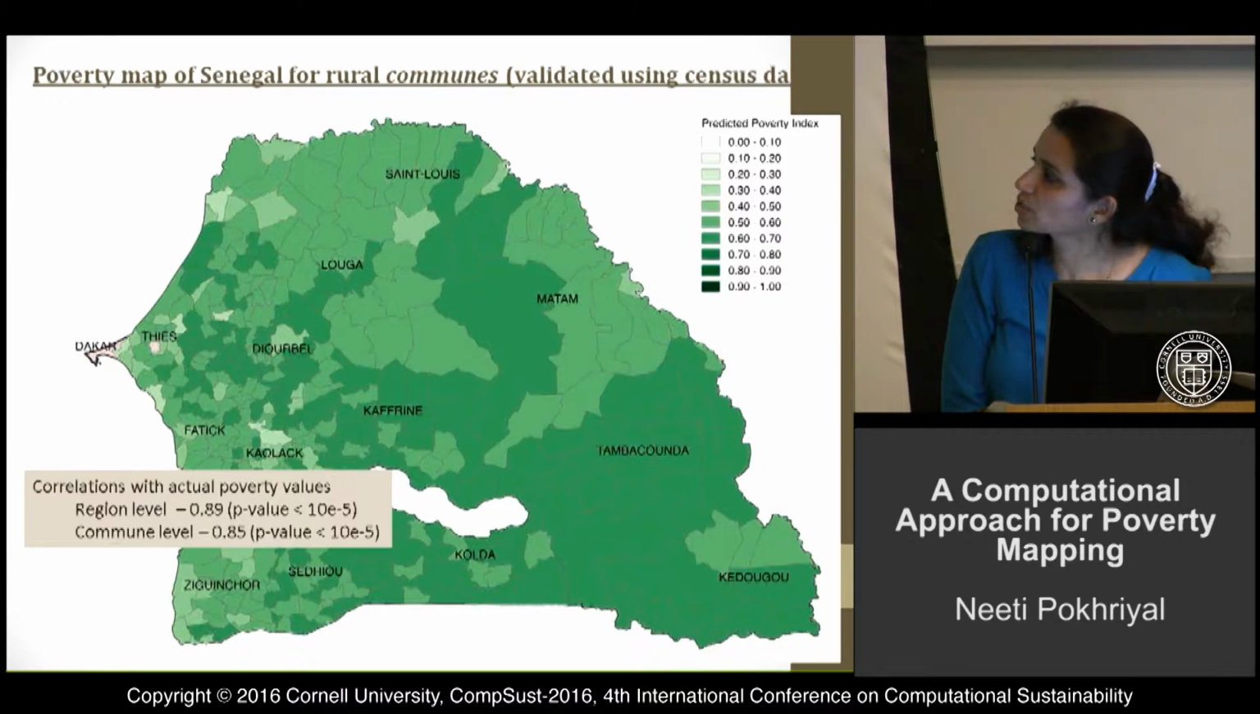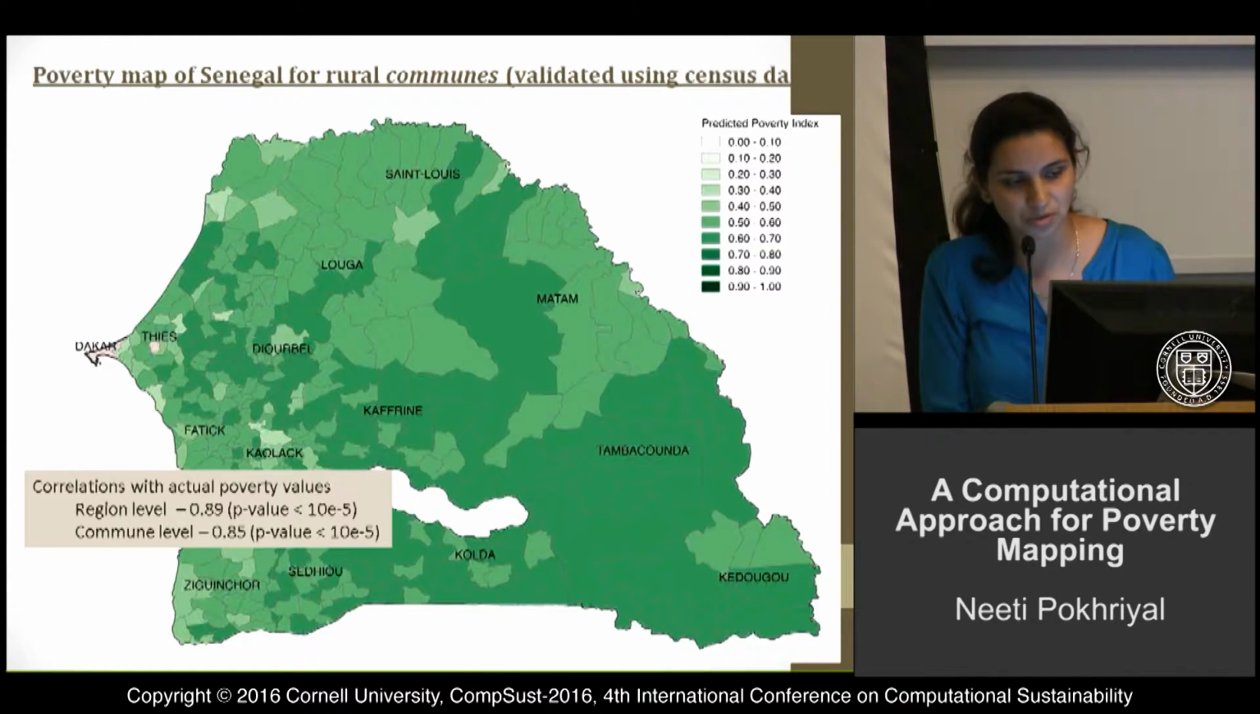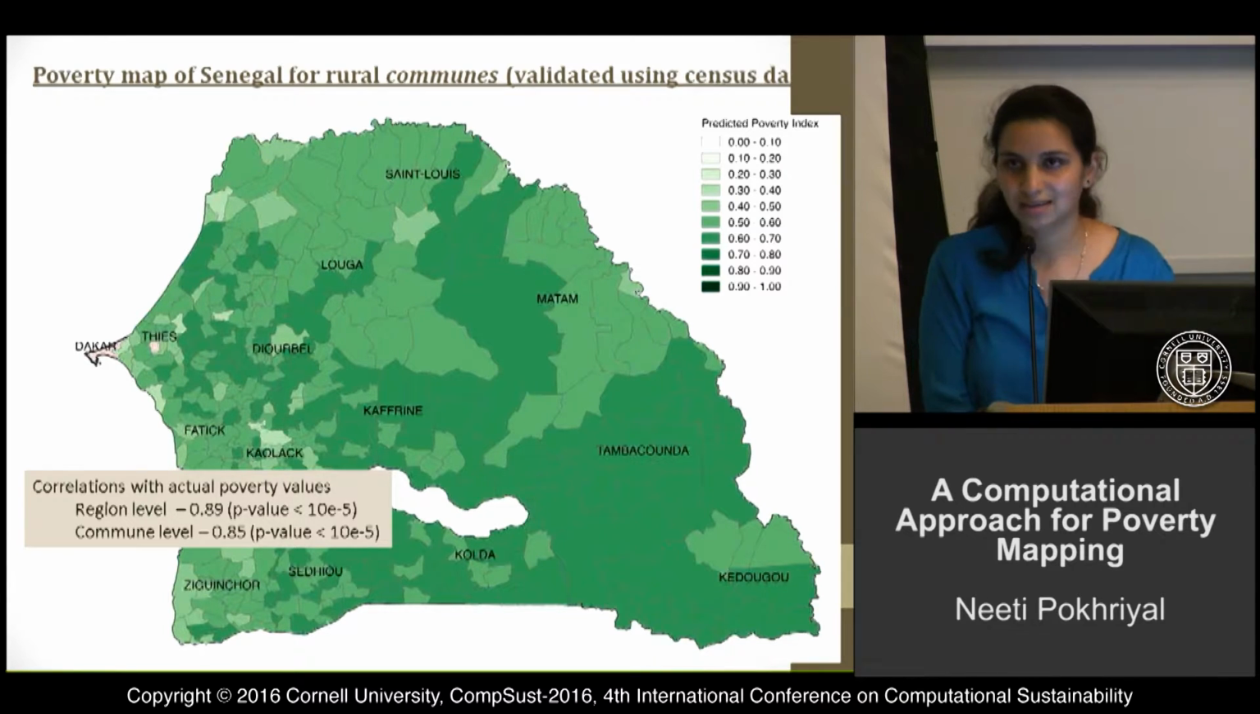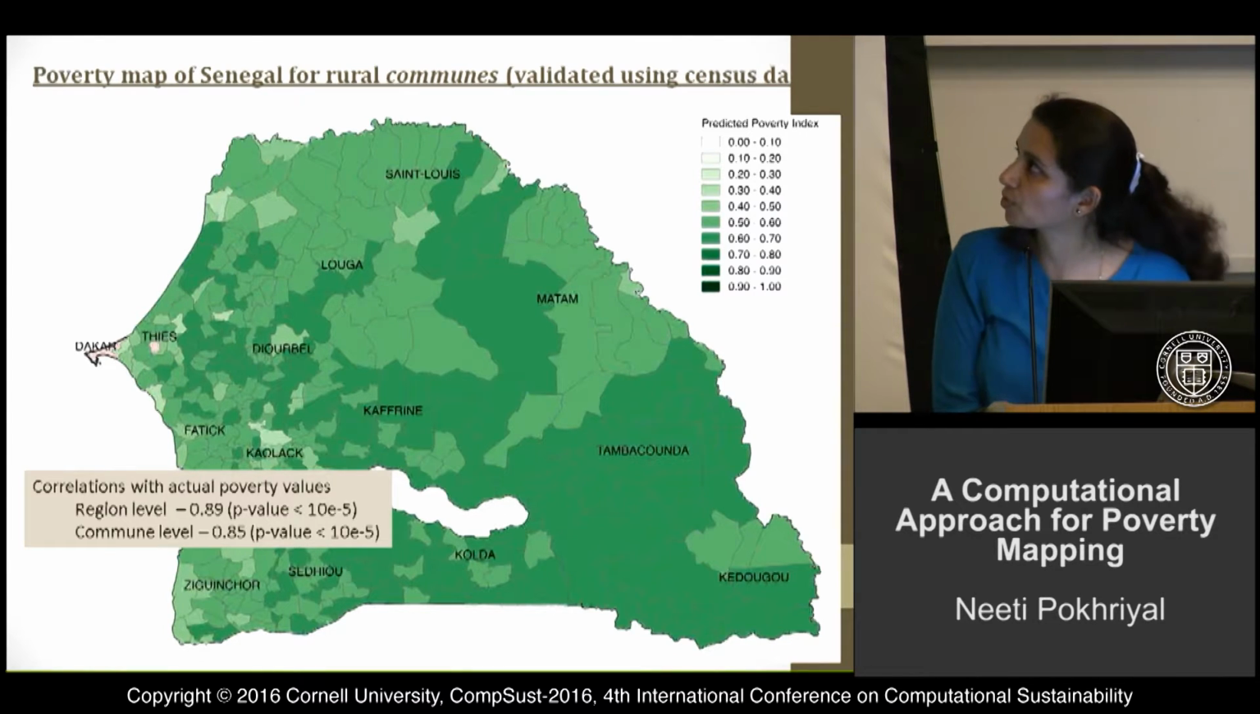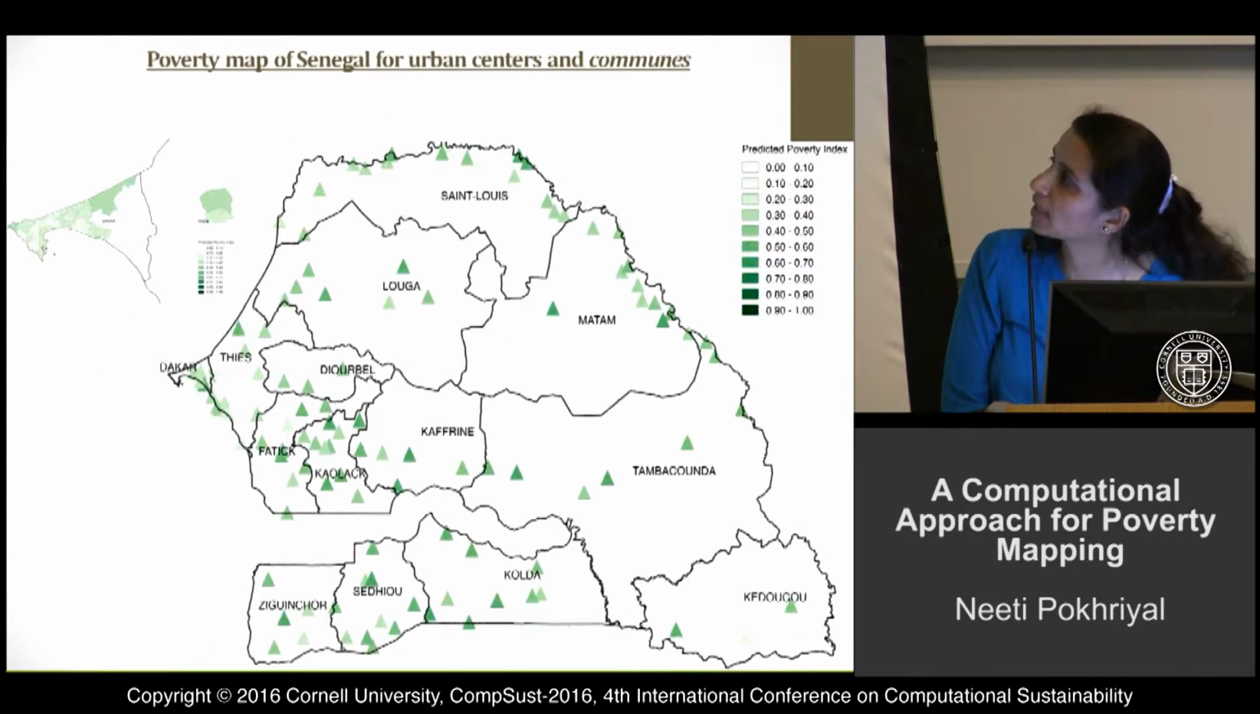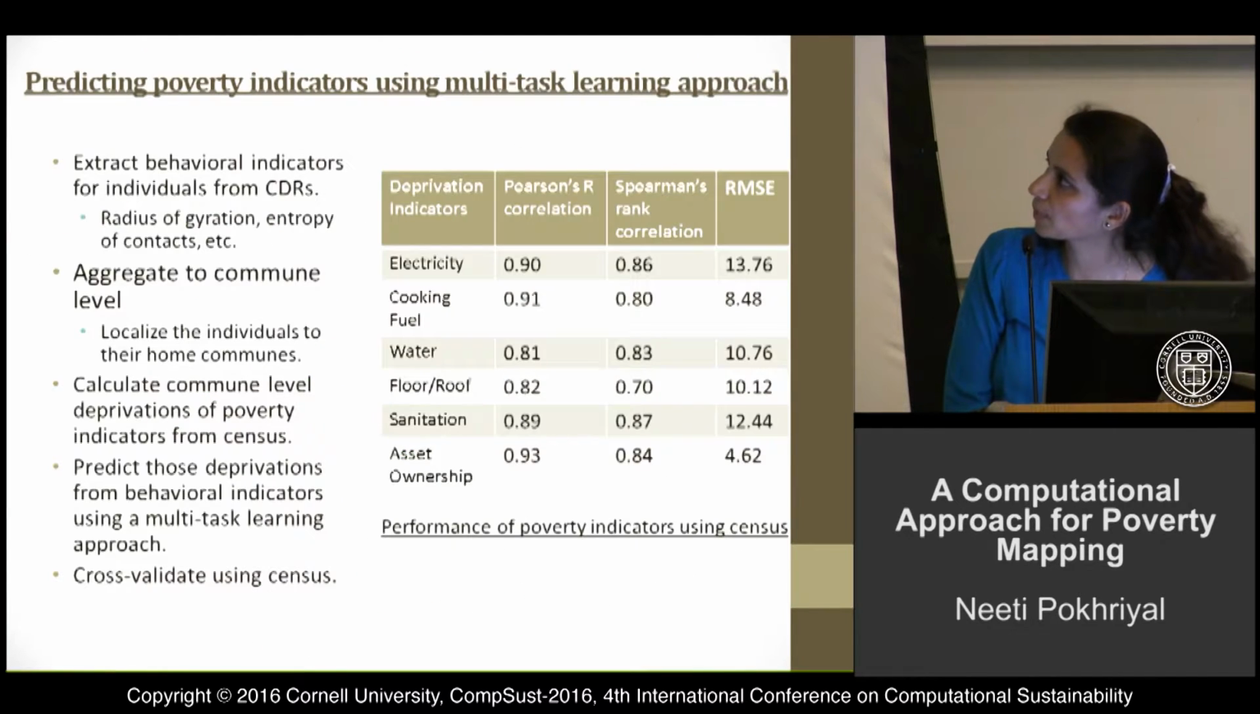When I compare this with the actual poverty values calculated from the census data, I would like to point out that at the commune level we get a correlation of 0.85, which means that CDRs have the capability to generate detailed poverty maps. Since poverty is studied and exhibited differently for urban and rural areas, this was the map for rural. This is the map for urban areas and also predominantly urban communes.